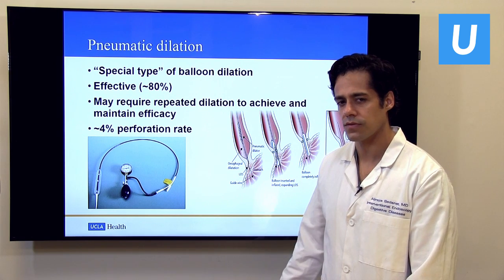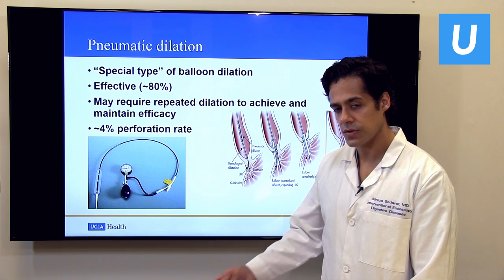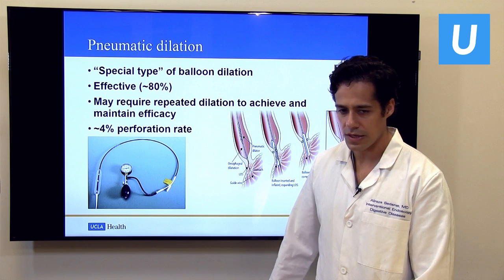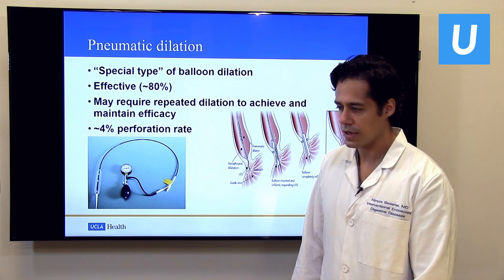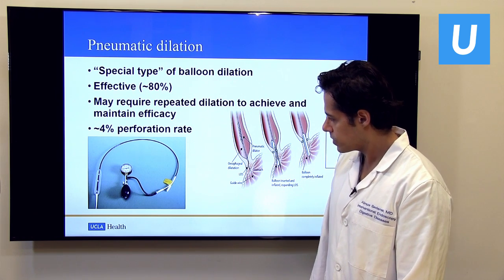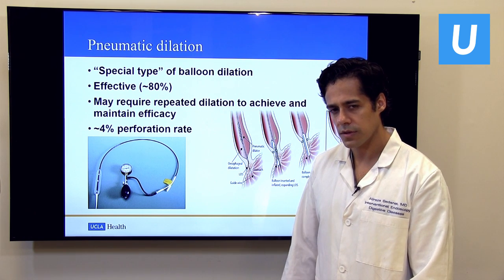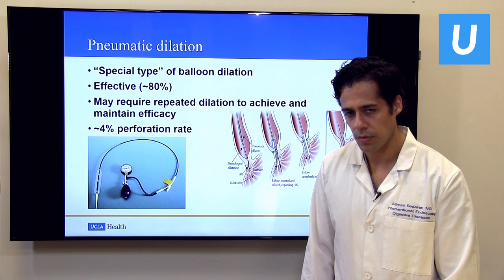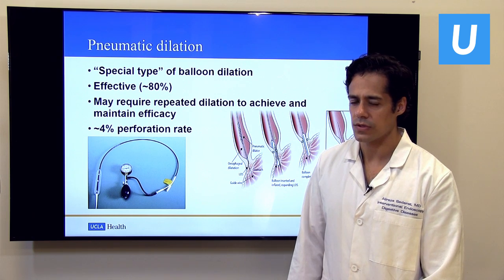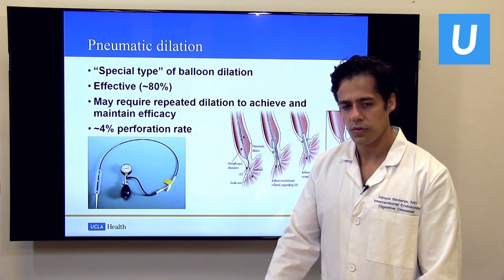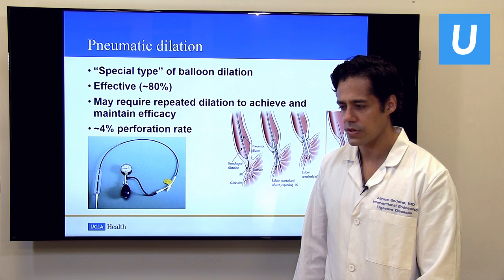Most gastroenterologists are very comfortable doing a through-the-scope small caliber dilation. We do it all the time for narrowings in the GI tract. Pneumatic dilation is a little bit special because it's a larger, stiffer balloon. It has a little bit of special training required to do it properly, and it has a little bit higher risk. So if you were told that you're getting a dilation for your achalasia, you should know which kind it is.